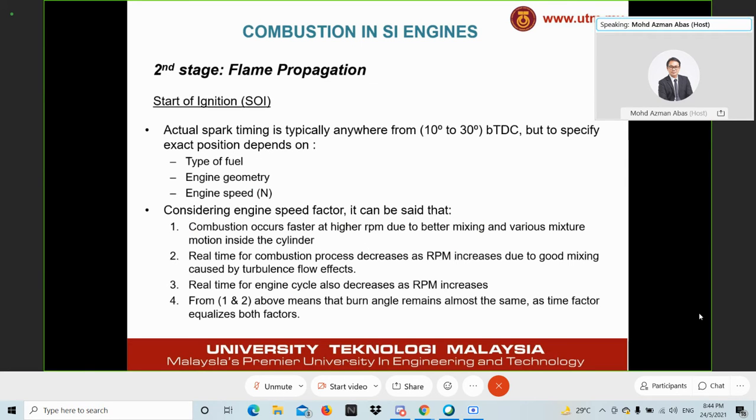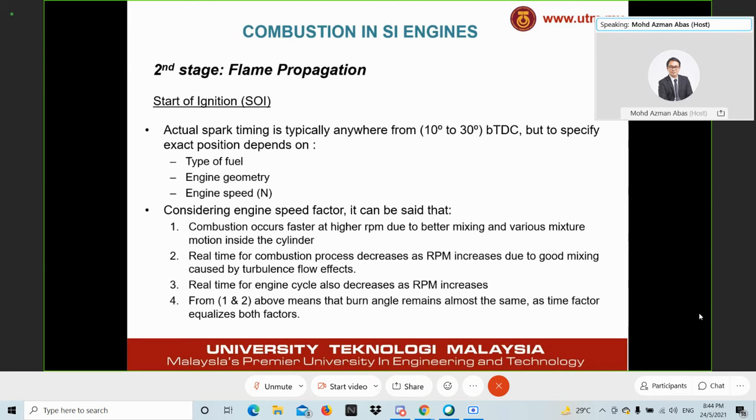Actual spark timing is typically between 10 to 30 degrees before TDC, but to specify the exact position depends on what fuel you're using, what the engine geometry or engine design is, at what speed the engine is running, and so on.